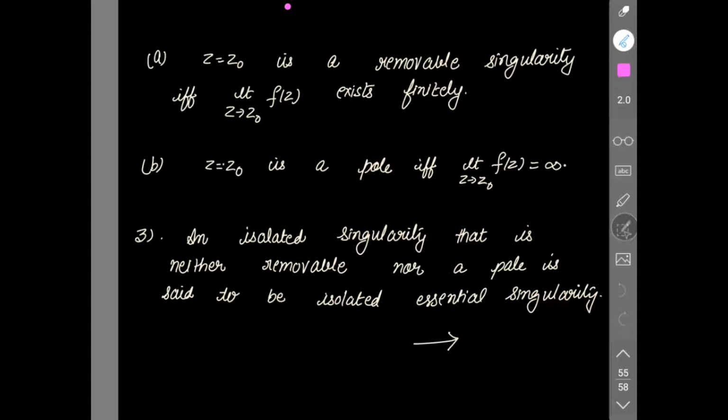Second, z equal to z0 is a pole if and only if the limit as z tends to z0 of f(z) is equal to infinity. So if the limit exists finitely, it is removable. If the limit is infinite, then it is a pole. Third, an isolated singularity that is neither removable nor a pole is said to be an isolated essential singularity. This is very clear. Let's move further.